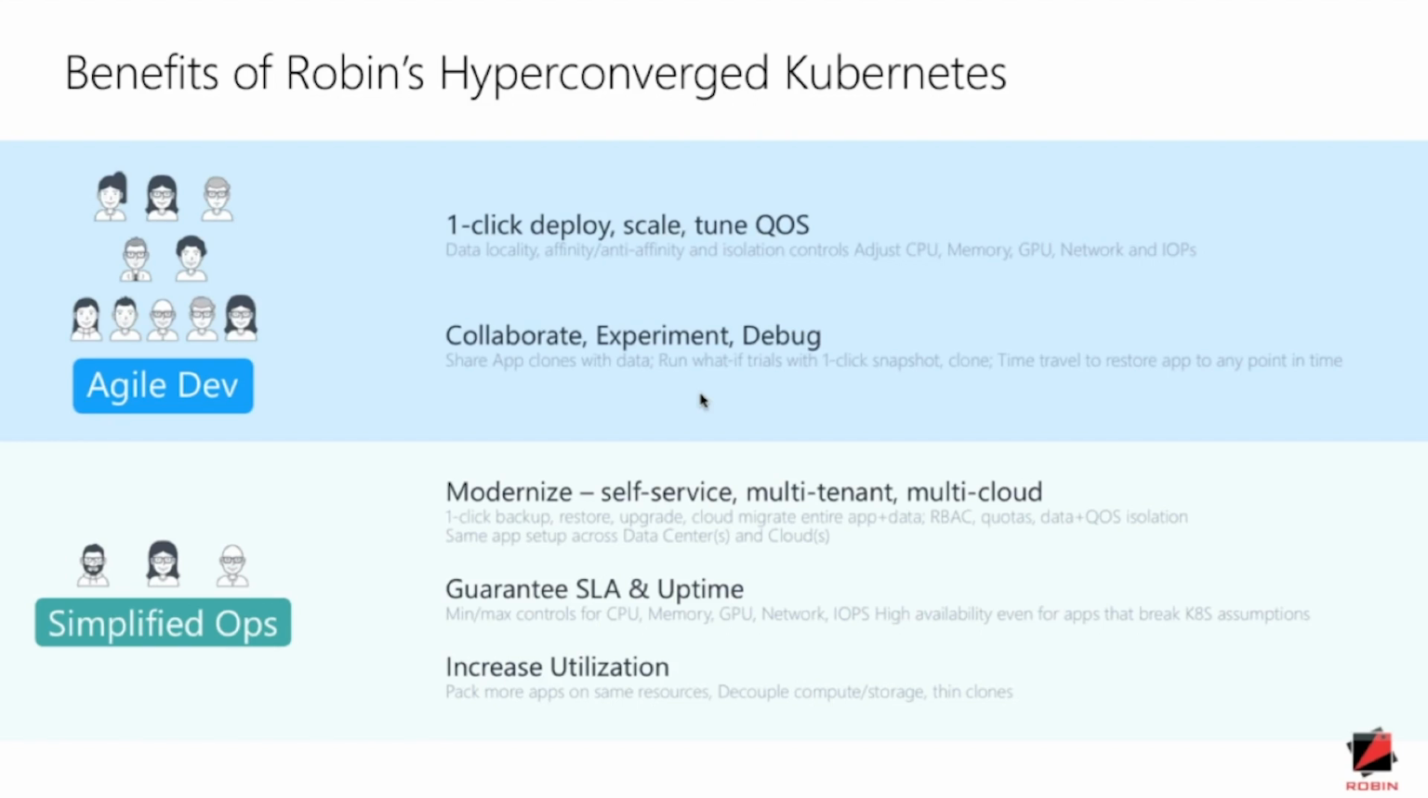If you're out there in the audience and you're wondering about hyper-converged Kubernetes and how you might run Oracle on the Robin platform, now's the time to get those questions answered. So just enter them in the questions box.